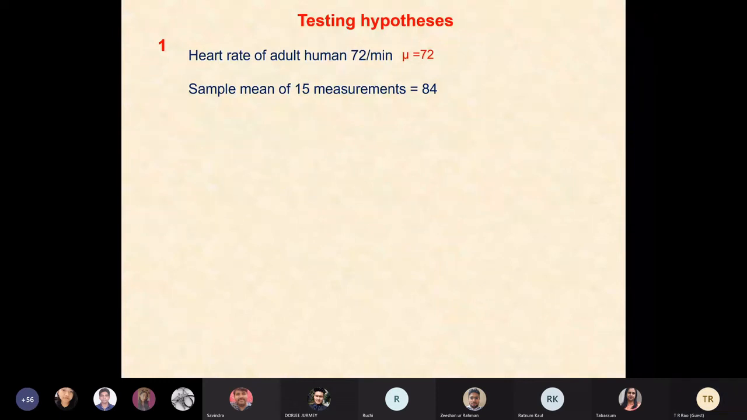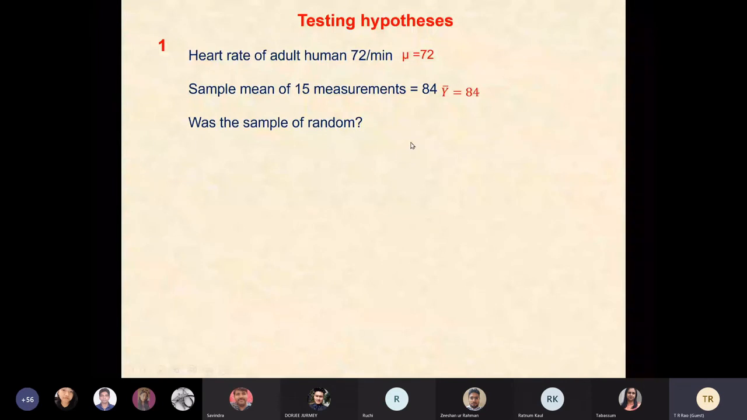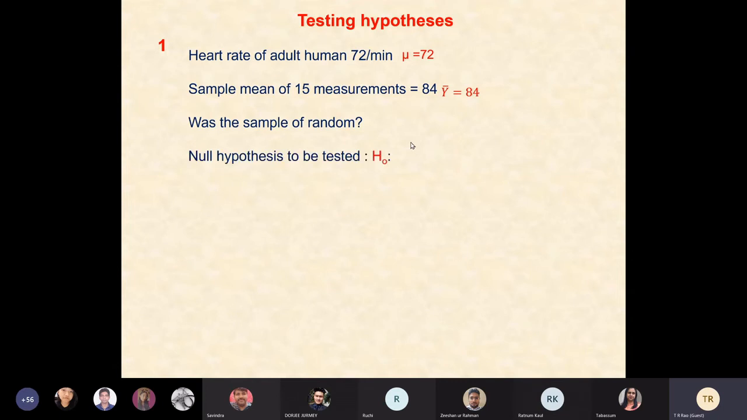So the mean came out to 84. Was the sample random? When the population value is 72, how come you got 84? Maybe it's not a random sample. Maybe you chose a bunch of students who were about to take an exam and so their heartbeat went up. Things like this are possible, right? Your random sample is not truly random. So let us test this hypothesis.